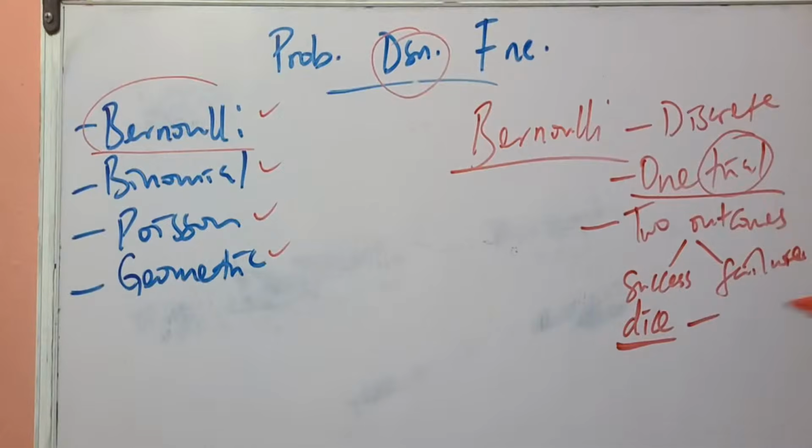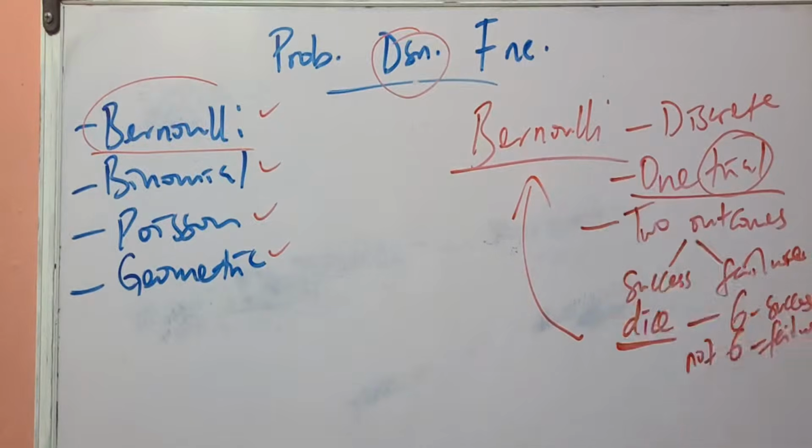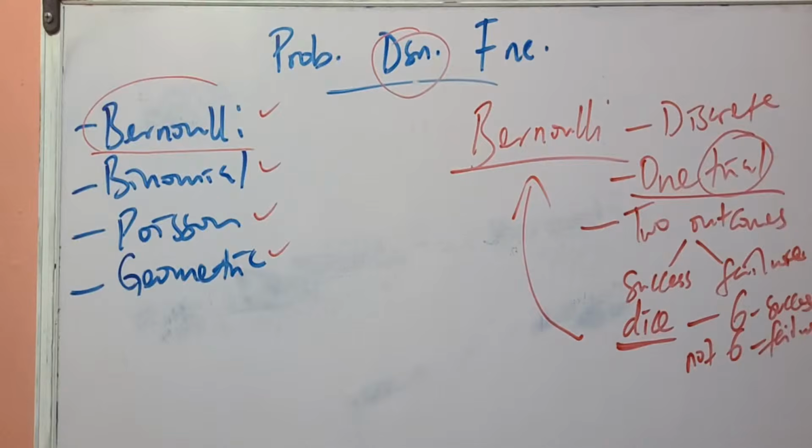Now, if throwing a 6 is seen as success, every other thing apart from 6 is not 6. It may be 4, it may be 1, it may be 3, it may be 2. Any other thing apart from 6 will be seen as failure. So a dice is also going to be seen as a Bernoulli distribution. So don't get it wrong that having 2 outcomes means they must be just 2, like head, tail. No, that's not what that means. It could be a scenario where 6 is seen as success, and every other thing that is not 6 is seen as failure.